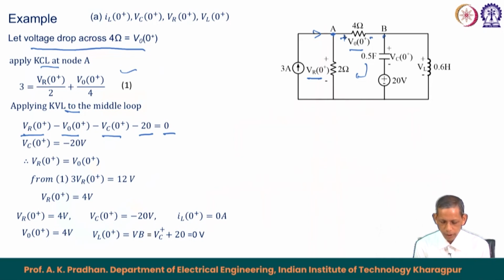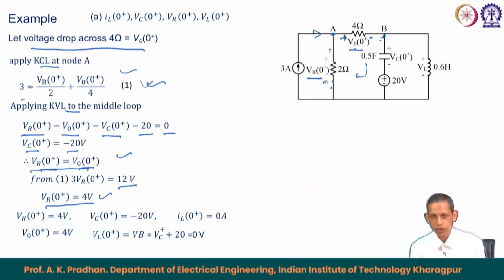So, this gives us, again, we know that V_C(0+) equals minus 20 volt. From this we can conclude that V_R(0+) becomes nothing but the V_0 plus. So, this voltage is nothing but this voltage, because V_B is 0 also, we know. That is the conclusion we talk about in terms of this. Now, if in this equation we apply this expression, then we get 3 V_R(0+) equals 12 volt, and therefore V_R(0+) equals 4 volt.